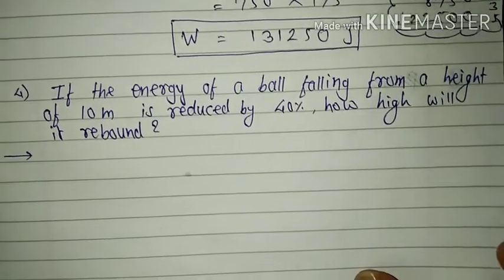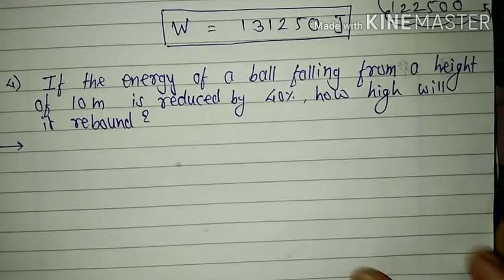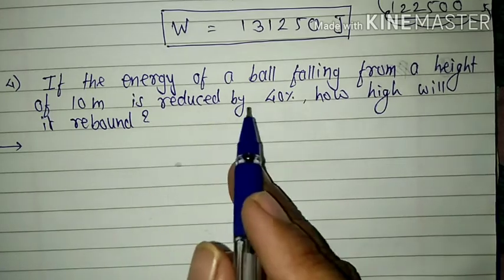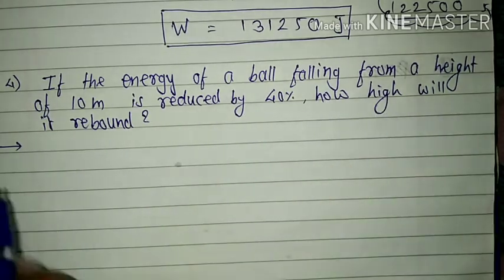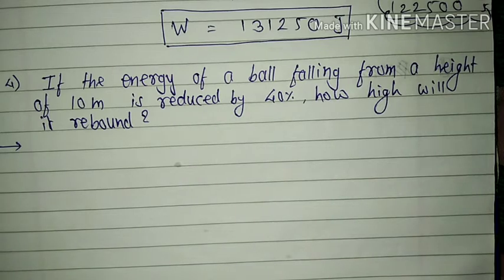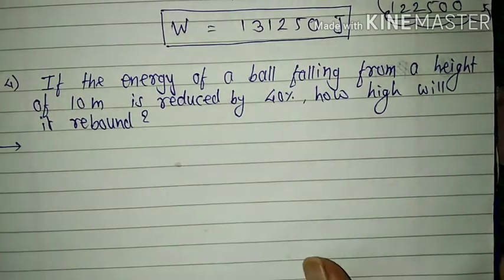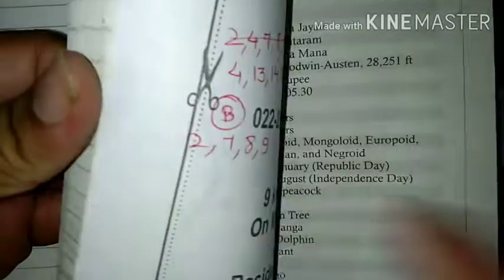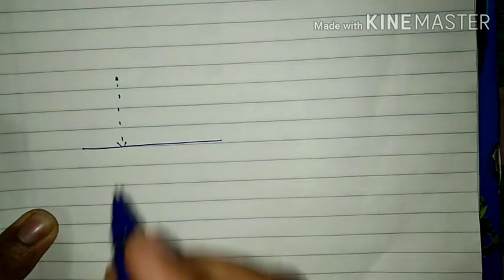The next example is, if the energy of a ball falling from a height of 10 meter is reduced by 40%, how high will it rebound? Okay, now let us see the explanation of this question. एक बॉल यहाँ से हम लोग इसको ड्रॉप कर रहे हैं. सो दिस वन इज द पाथ.